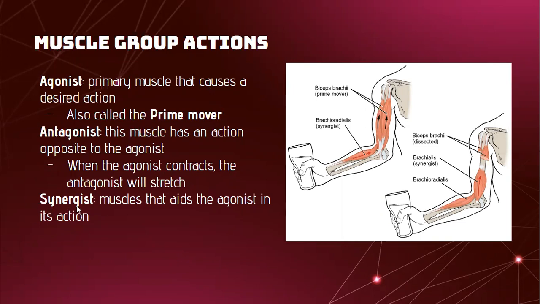Then there's something called a synergist, which are muscles that aid the agonist, which is the muscle that causes a desired action. They will aid the agonist in its action. So these are kind of like the helper muscles.